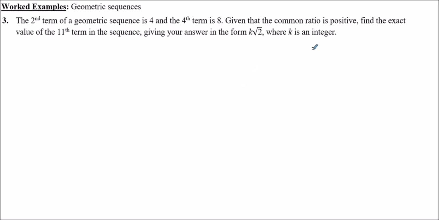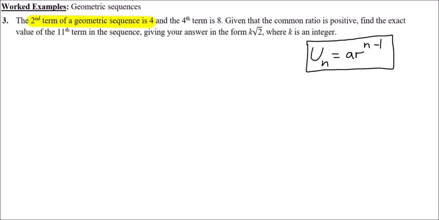So we need to remember what the nth term is. The nth term of any geometric sequence is ar to the power n minus 1. So we're told what the second term is. The second term is 4. The second term is ar to the power 2 minus 1, which is just a times r. So ar equals 2. We're also told the fourth term is 8. The fourth term will be ar cubed. So ar cubed equals 8.